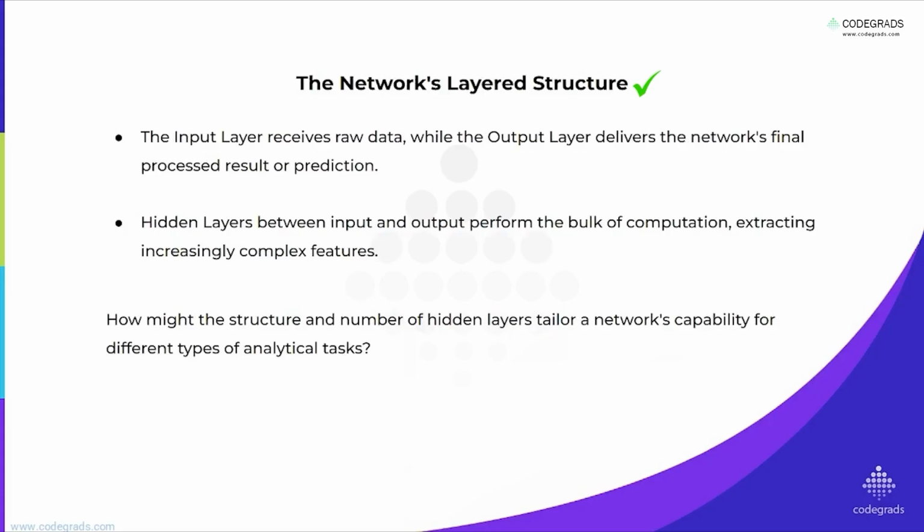Now, the network layer structure. The input layer receives the raw data, while the output layer delivers the network's final processed result or prediction. First of all, the number of independent variables present in the data set is the number of neurons in the input layer, and the number of neurons in the output layer totally depends on our task. If we are working with a regression problem, then we may have one neuron in the output. When we have classification, or multiple categories in the target variable, the number of classes will depend on the data set and the number of categories present in the target column.